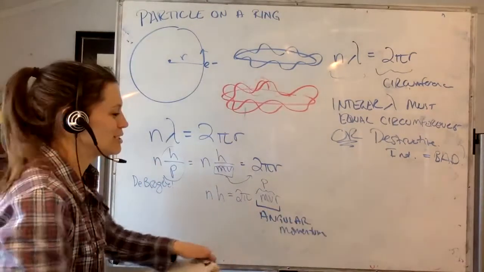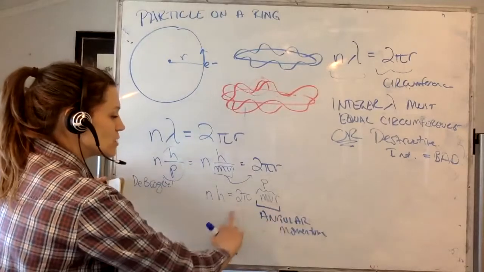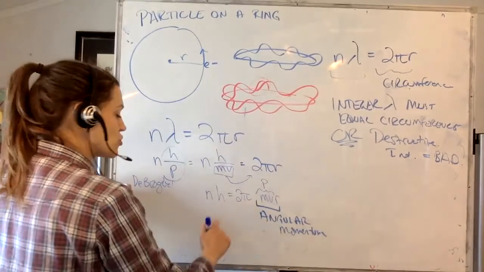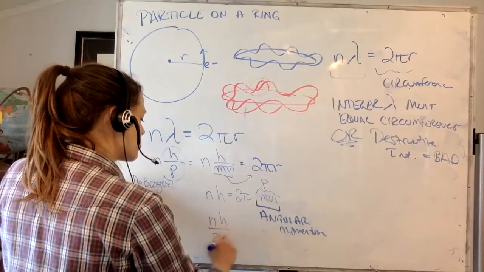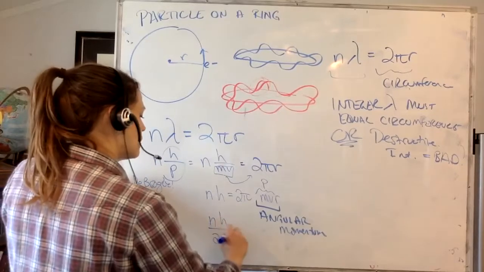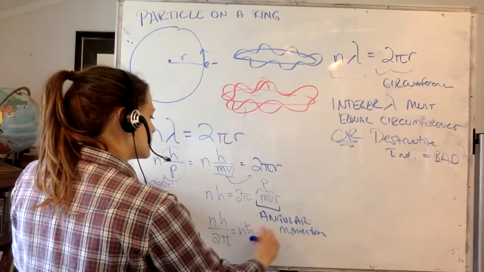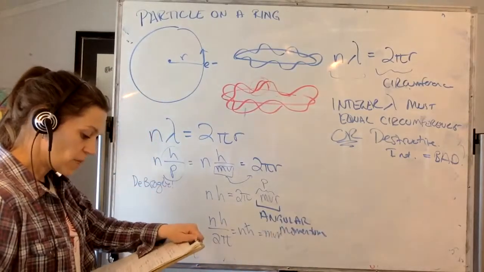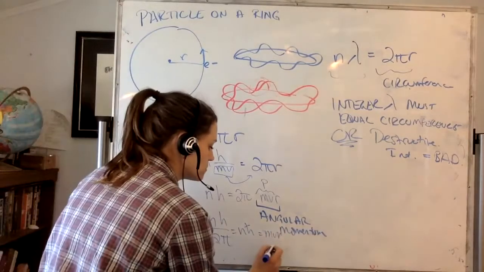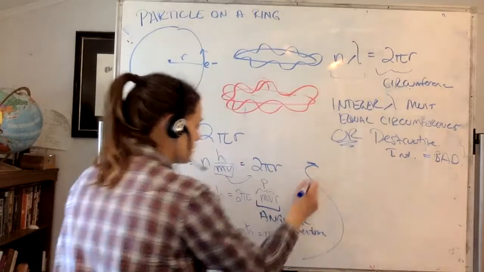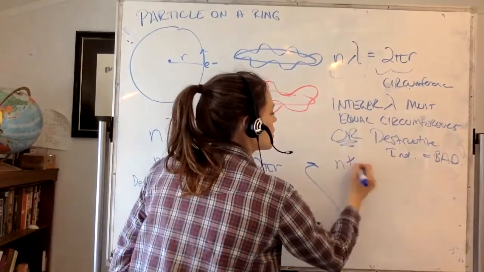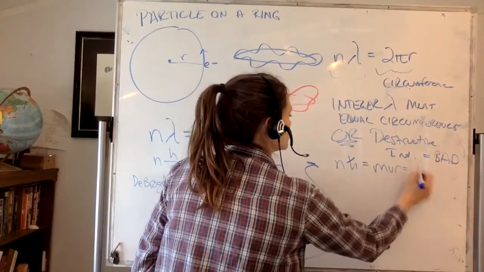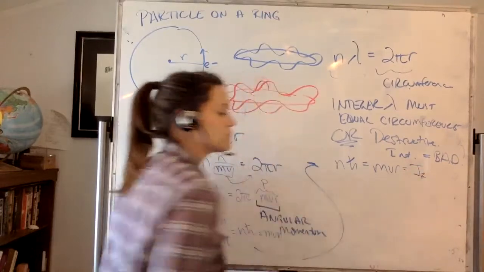So angular momentum times 2 pi is equal to n h. I'm going to move this 2 pi, so I get n h over 2 pi. There's h bar: n h bar equals m v r, my angular momentum. I'm going to rewrite my angular momentum, so I've got n h bar is equal to m v r, which is equal to j sub z.